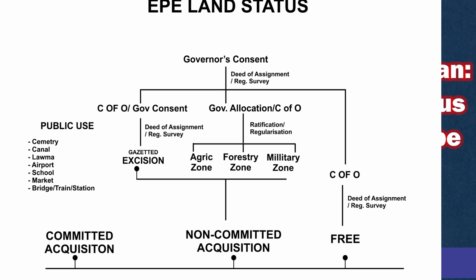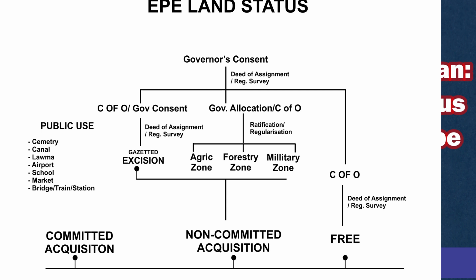No agric, no forestry, fully residential in Epe. I have. It's not cheap. So don't come to me with an 800k budget or 1 million budget and you want a full residential. You no go see. Is either an agric zone you buy or forestry zone and you do your ratification and regularization. Alright, so basically if you are buying Epe land, this is what you need to know.